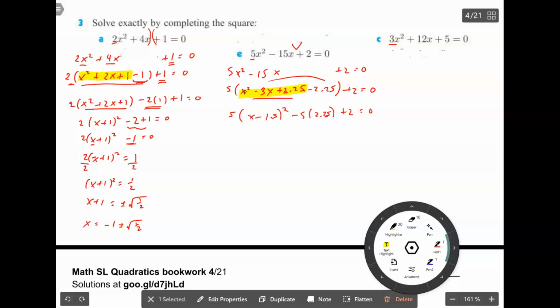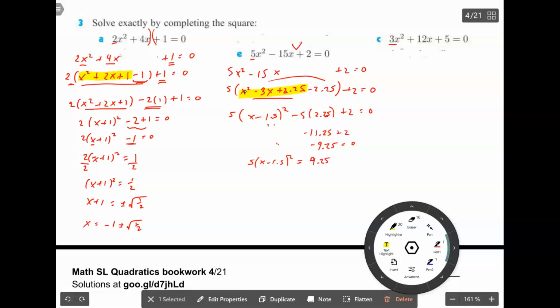-5 times 2.25, let's see what that is. That would be -10 and -1.25. So it would be negative 11.25. Is that right? Yeah. Plus 2. Negative 11.25 plus 2, that's negative 9.25. And this is the same. This is the same. And then I'm going to add 9.25 to both sides. So I get 5 times x minus 1.5 quantity squared equals, I'm going to add 9.25 to both sides, 9.25.